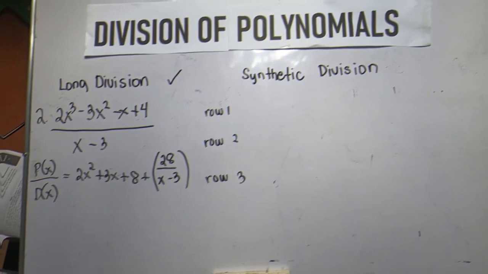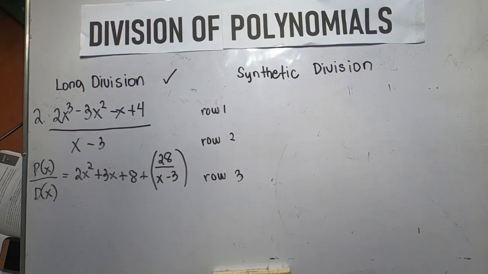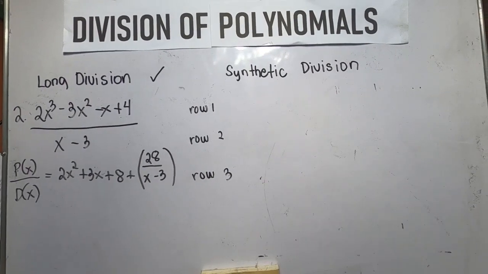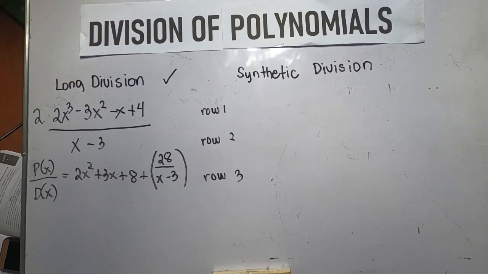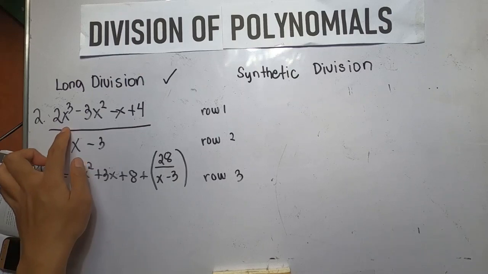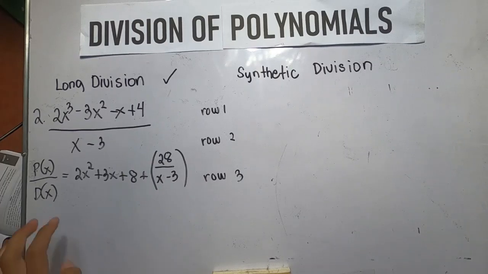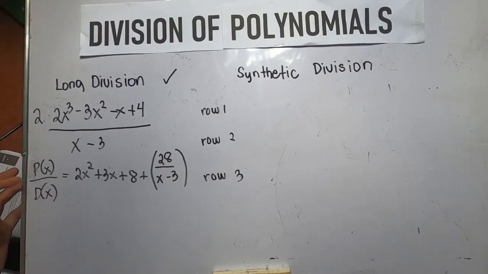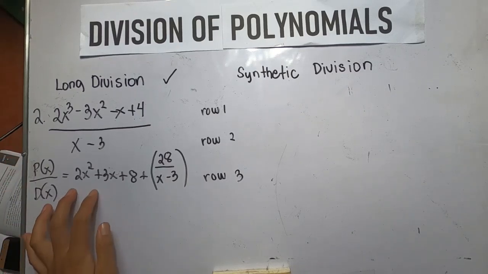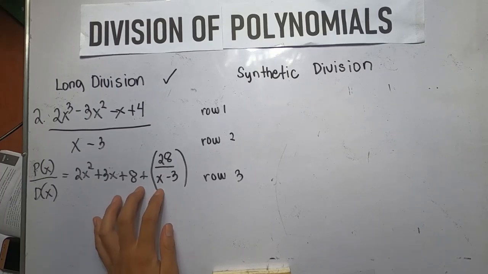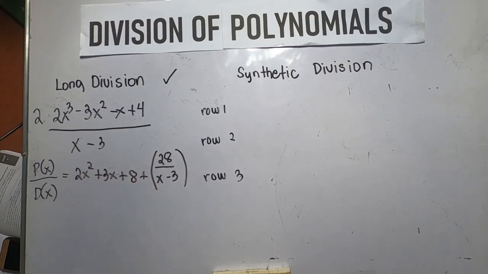Let's now verify that the quotient in illustrative example number 2 is the same as the quotient when we use the synthetic division method. Illustrative example number 2 was p of x is equal to 2x cubed minus 3x squared minus x plus 4, that is divided by d of x, which represents x minus 3. The quotient of p of x and d of x is equal to 2x squared plus 3x plus 8 plus a remainder of 28, which is expressed as 28 over x minus 3.